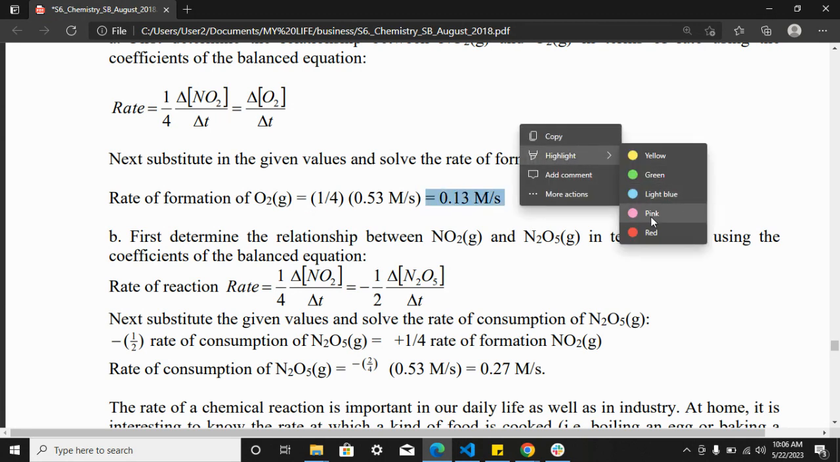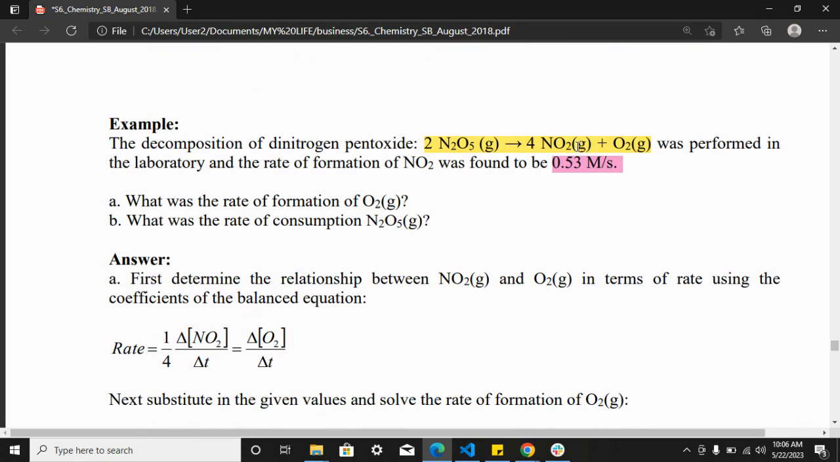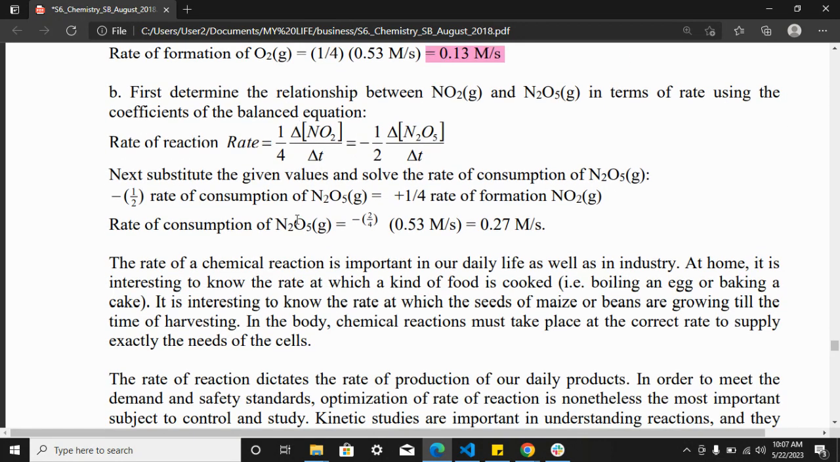We can compare: we have the rate of this one, 1 over the stoichiometric coefficient of nitrogen dioxide times its rate, equals 1 over the stoichiometric coefficient of any of the other species times the rate of reaction. So that means the rate of formation of oxygen equals 1 over 4 of the rate of formation of nitrogen dioxide.